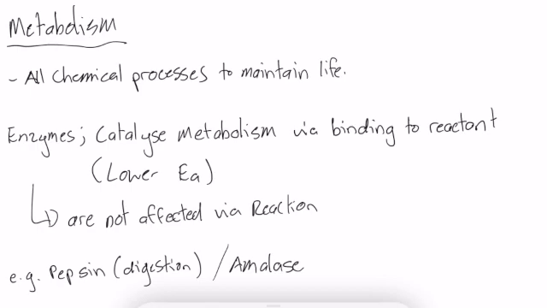So next up, we're going to talk about metabolism, and we've talked about before how all chemical processes maintain life within an organism. I'll talk about the role of enzymes in metabolism. We know enzymes effectively catalyze metabolism through binding to a particular reactant. Enzymes lower activation energy, which effectively means that the reaction can go faster, which makes metabolism in turn more efficient. We know with enzymes as well that they are not affected in a reaction.